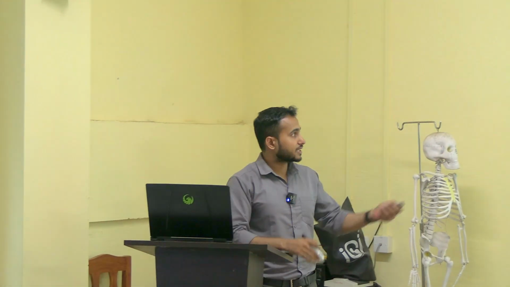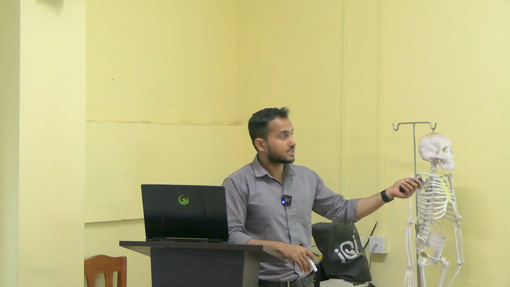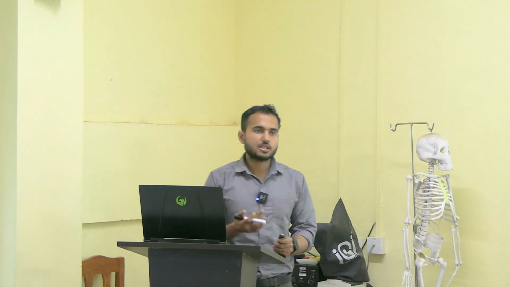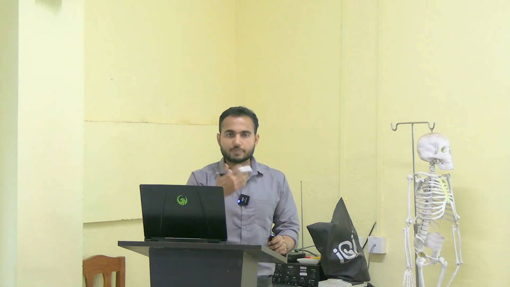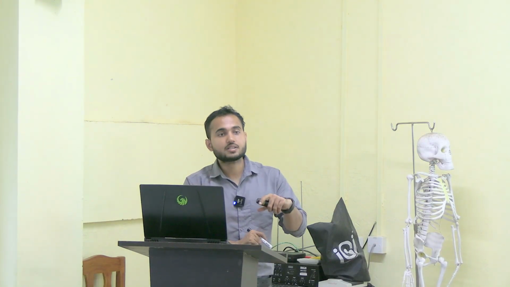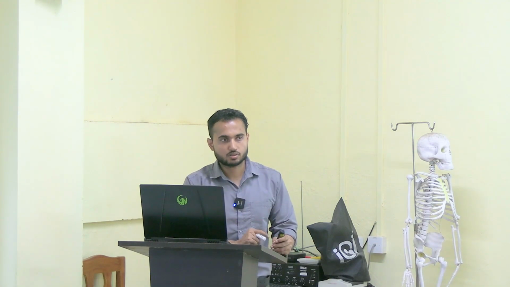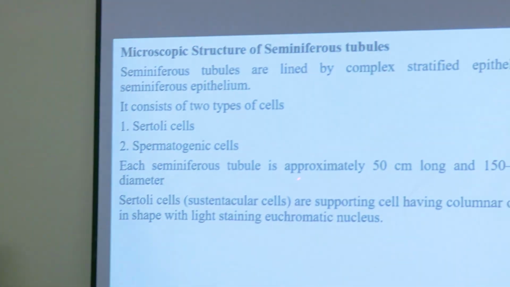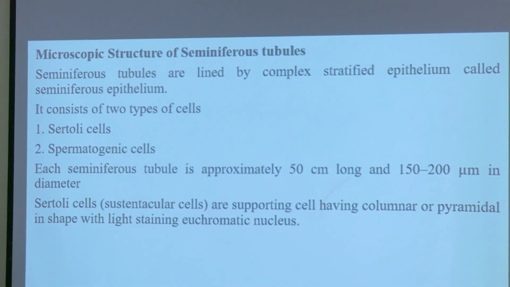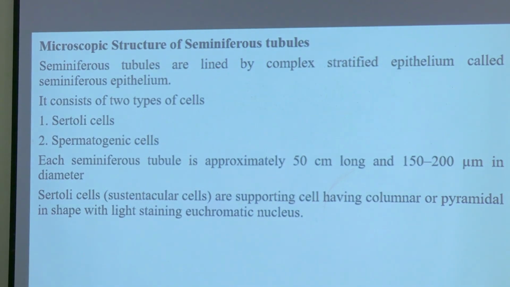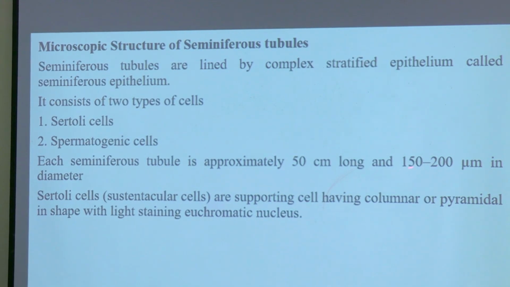Mostly which types of cells? First of all, you will get Sertoli cells and then spermatogenic cells. So you may get primary spermatocytes, secondary spermatocytes, spermatids, spermatozoa, like this. Different stages of spermatogenic cells will be there. That's why it appears as multiple layers. Next, the seminiferous tubule: I have already told you the length is approximately 50 to 60 centimeters, and the diameter is 150 to 200 micrometers.